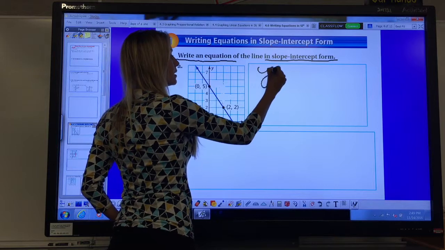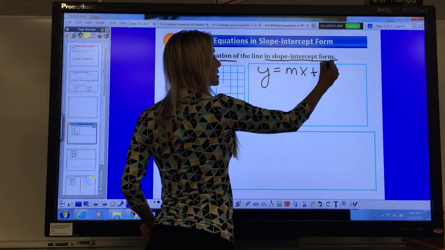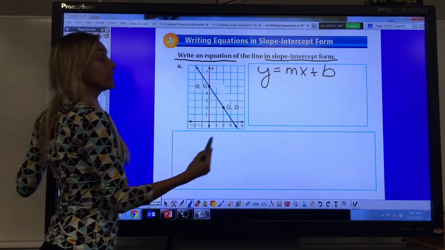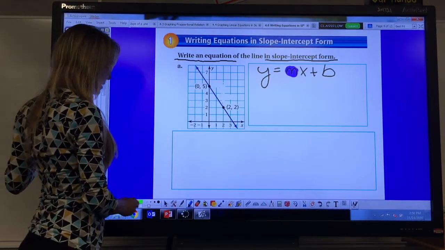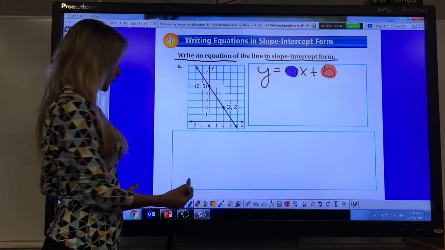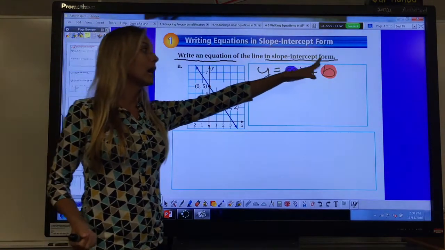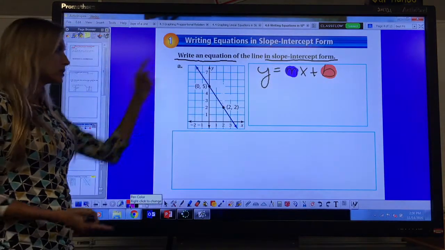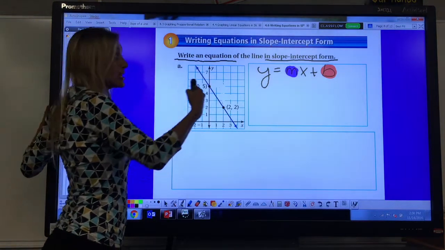So I will write y equals mx plus b. We've said earlier that we are only replacing the m and then we're only replacing the b. So these two letters will be replaced with numbers. And we've talked about how to find m and how to find b. What is m? M is the slope. And slope is how I go from one point to the next point.